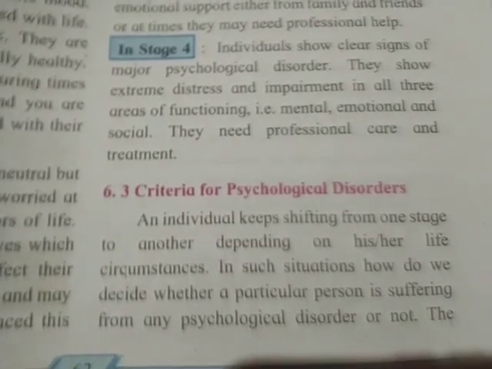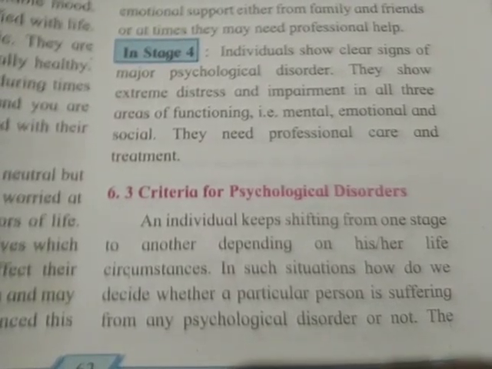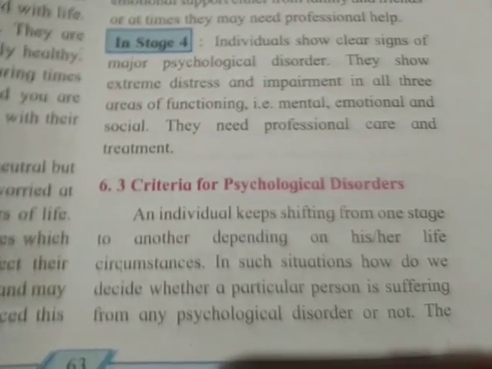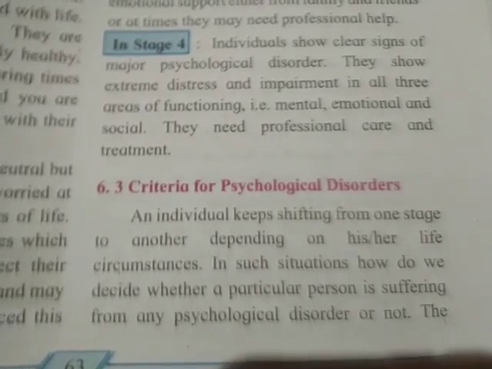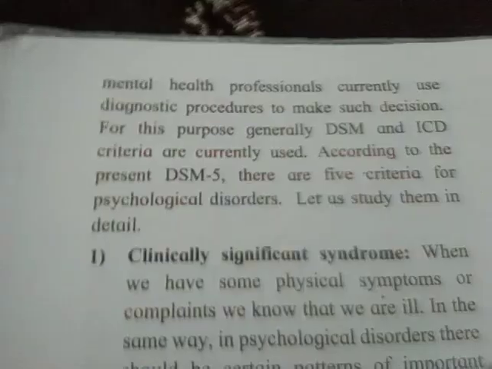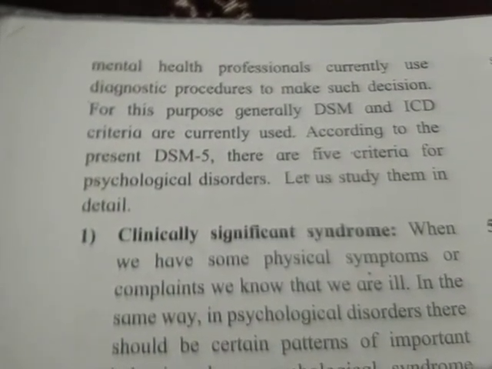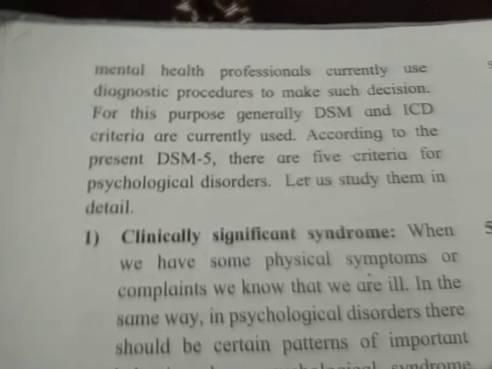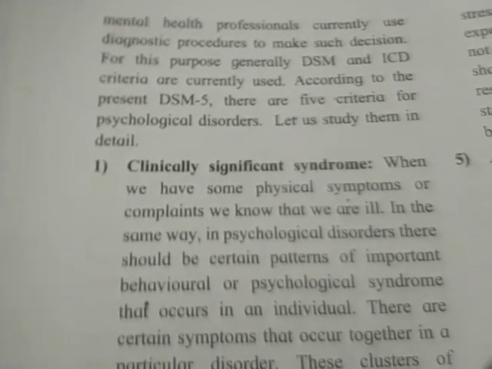Criteria for psychological disorders. An individual keeps shifting from one stage to another depending on his or her life circumstances. In such situations, how do we decide whether a particular person is suffering from a psychological disorder or not? Mental health professionals currently use diagnostic procedures to make such decisions. For this purpose, generally DSM and ICD criteria are used.